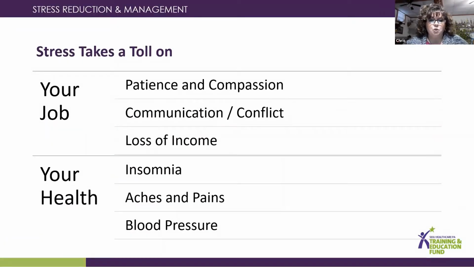So stress taking a toll on your job and your health. Just taking a look here at patience and compassion, your income, affecting your body physically, raising your blood pressure. As we know, high blood pressure is known as the silent killer. So I always say stress kills. Stress can kill a person. It sounds very blunt, but it is very matter of fact. Your response to stress can really have a huge impact on your life, your personal life, your career life.